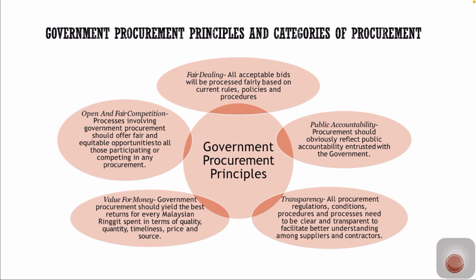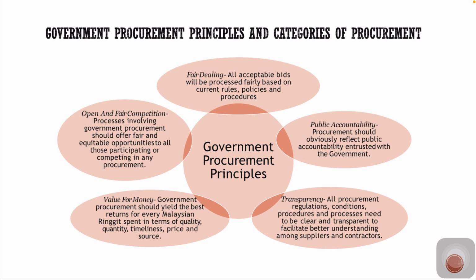Next, number 2 adalah public accountability, ataupun kita katakan transparent. Maksudnya you inform kepada public. So procurement should obviously reflect the public accountability entrusted with the government. So you perlu maklum kepada orang awam. So kalau you tengok dalam surat khabar, dia ada iklan-iklan dia semua. Kalau you nak masuk projek kerajaan, tender kerajaan, so apakah kriteria-kriteria yang perlu you ada untuk you beratur, untuk you queue dalam dapatkan projek tersebut.